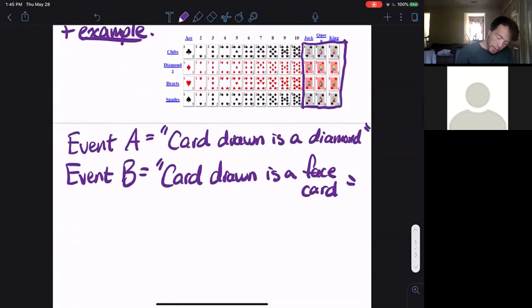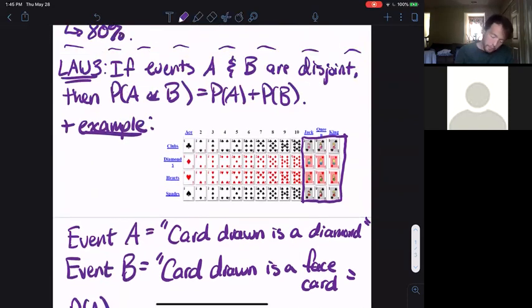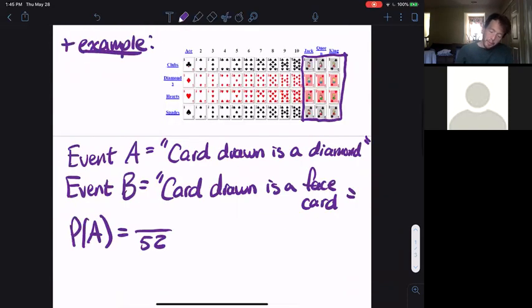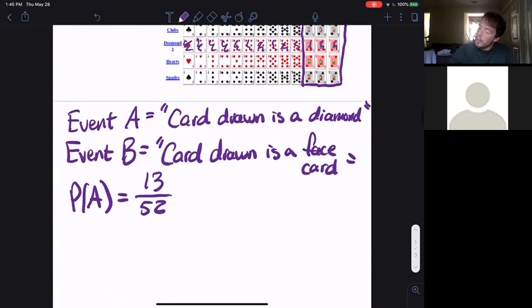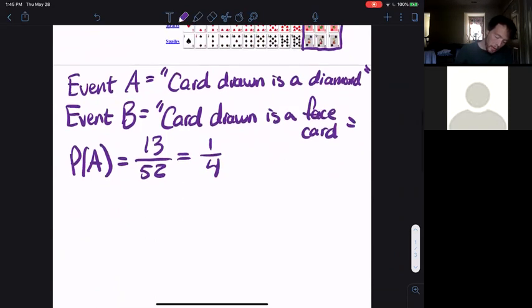So, if I wanted to know the probability of A, I know that there are 52 cards total in the deck. I have a sample space of 52 if I'm just drawing one card. Drawing one card, what's the probability that the card drawn is a diamond? And of this sample space, it looks like 1, 2, 3, 4, 5, 6, 7, 8, 9, 10, 11, 12, 13 of them are diamonds, right? So it's 13 out of 52. Which simplifies to 1/4. Okay. So that's probability of A.